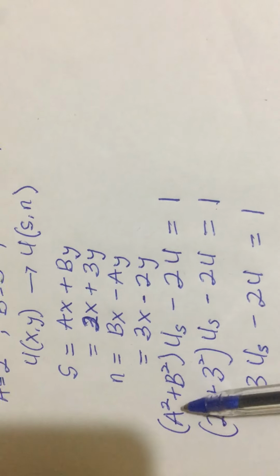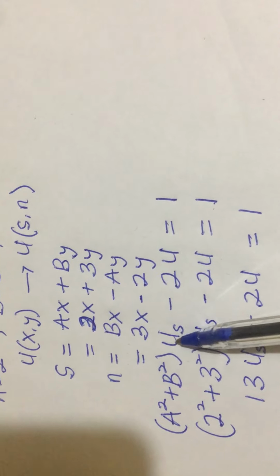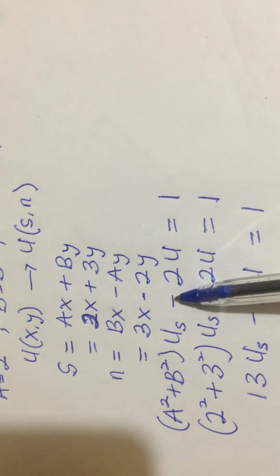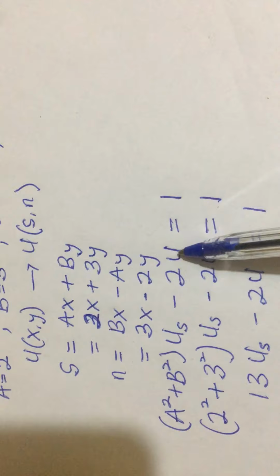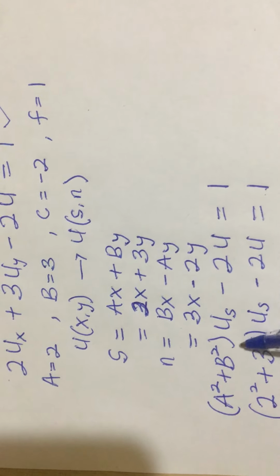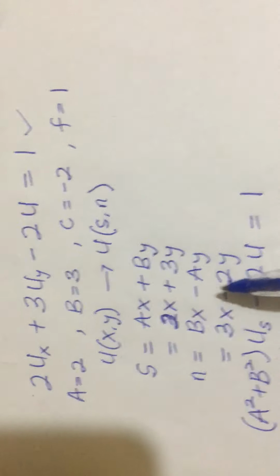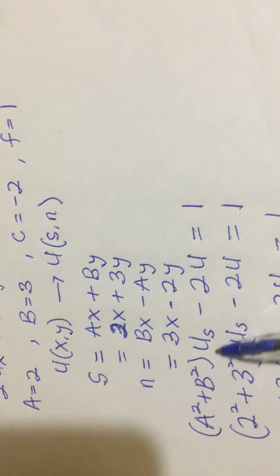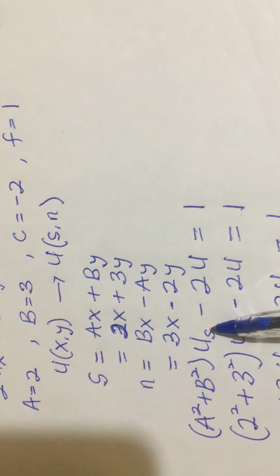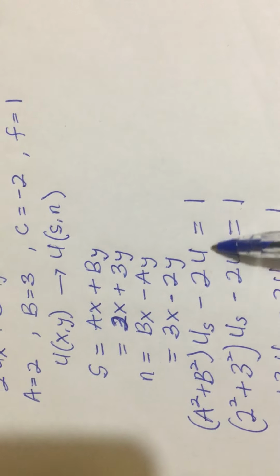So you are going to use a squared plus b squared multiplied by u of x minus 2u equal to 1. So what it means is that you are just replacing the whole of this with this. Are you guys okay? So when you substitute this into the PDE, you will get this.